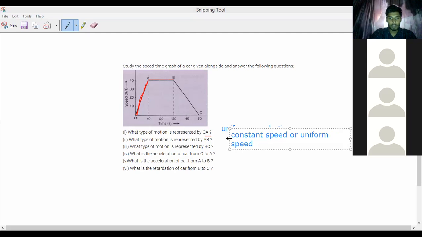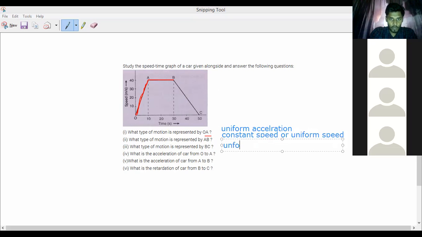Next, B to C. What is that? From B to C, it is uniform retardation. Uniform retardation.